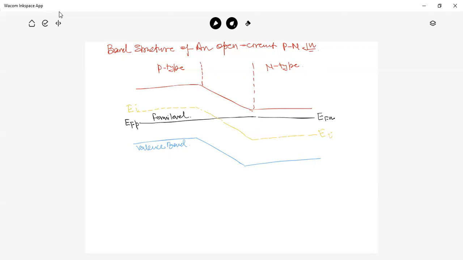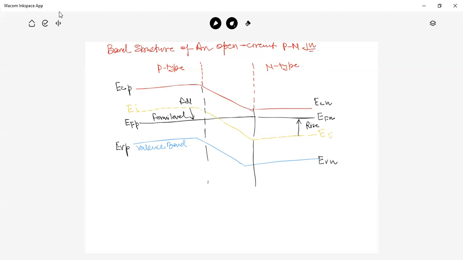So on this side the Fermi level is going down, and here the Fermi level is going up. This is a rise, and here it is a fall. Rise and fall of the Fermi level. So if we name it, that is E of valence in P type, E of conduction in P type, E of conduction in N type, E of valence in N type.